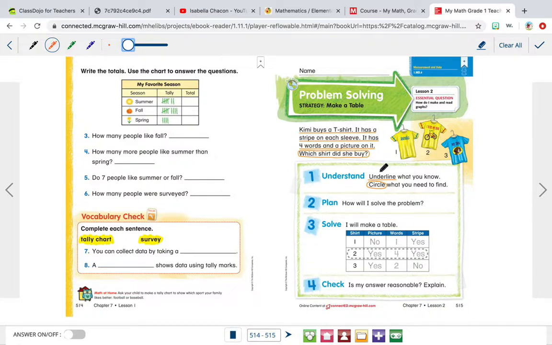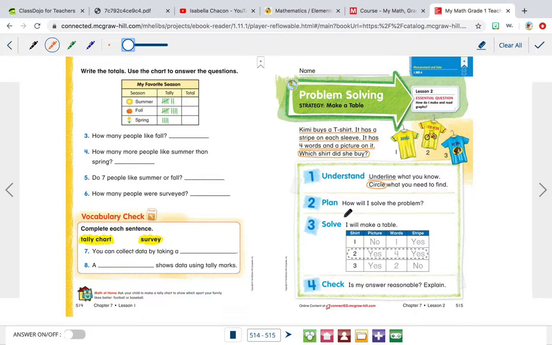The first thing we do is underline what we know. So they underlined Kimmy buys a t-shirt because we know she bought a t-shirt. We know it has a stripe on each sleeve. And we know it has 4 words and a picture on it. Then we circle what we need to find. So we circle the question: which shirt did she buy? Is it shirt 1, shirt 2, or shirt 3?